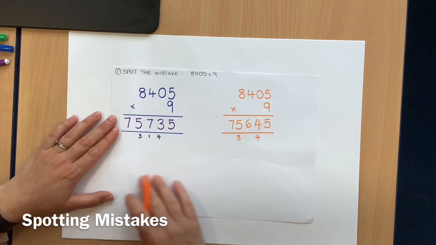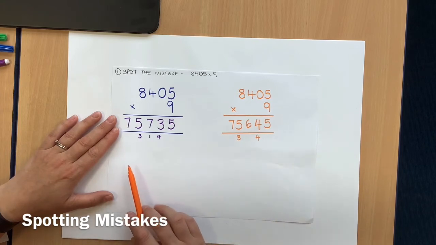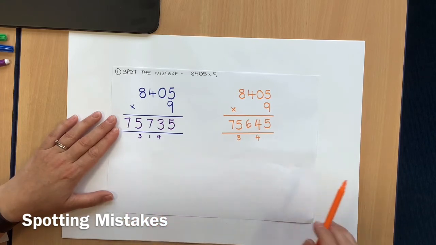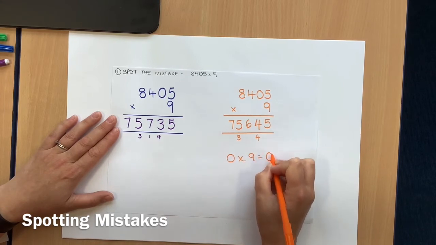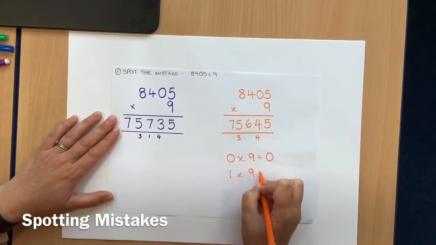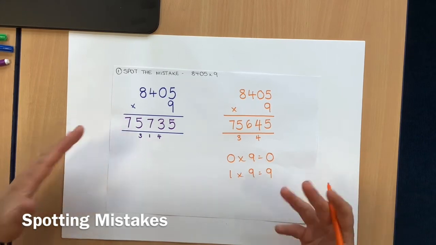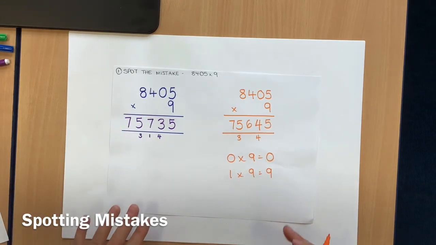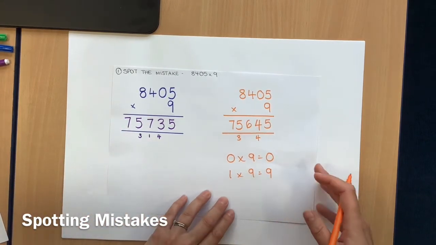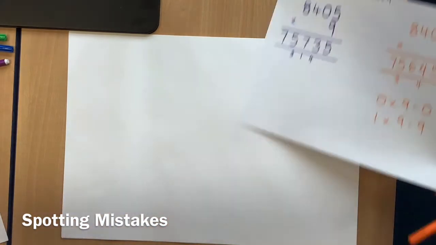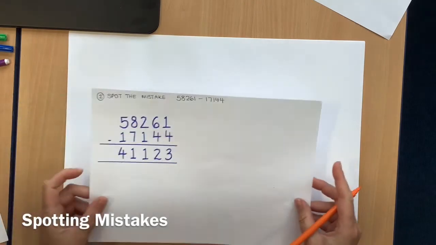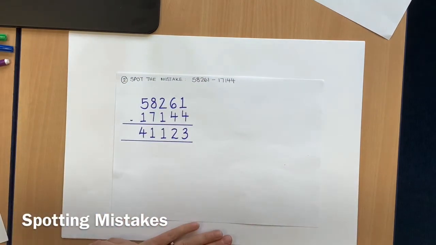So if I was explaining what went wrong, I would say that when they did 0 tens times 9, they actually did 1 ten times 9, because as we know, 0 times 9 equals 0, and 1 times 9 equals 9. So when you do yours, I would like you to explain for me in a sentence. This is just me going through the method that you do to try and spot the mistake. Let's do another one. Okay, so this time it's a subtraction.